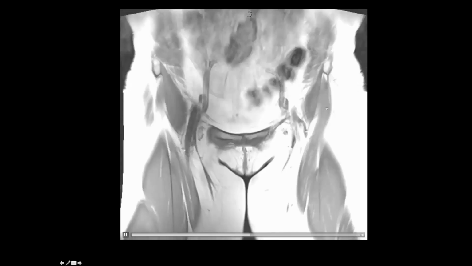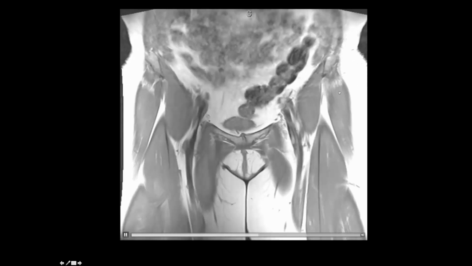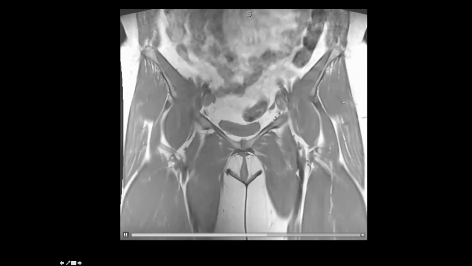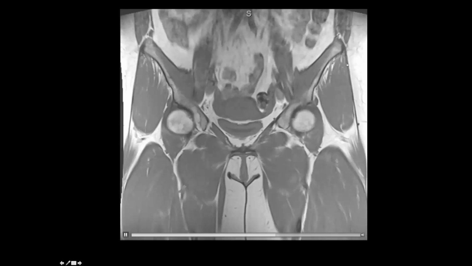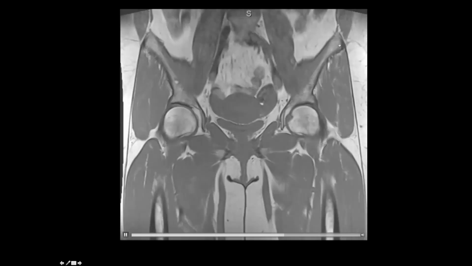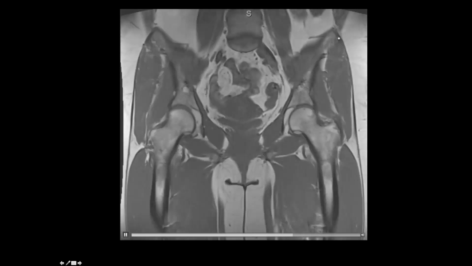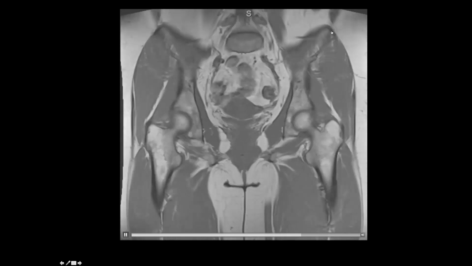Now, as we travel from anterior to posterior, the next muscle we see laterally is the tensor fasciae latae. This is the iliotibial band, again also attaching to that anterior superior iliac spine as well as the superior lateral margin of the iliac crest.